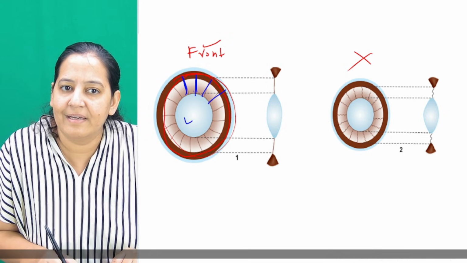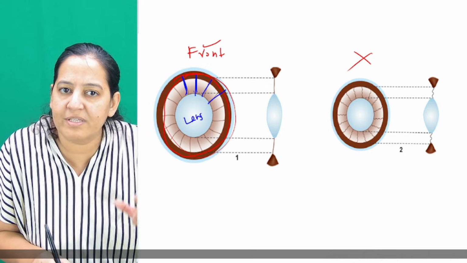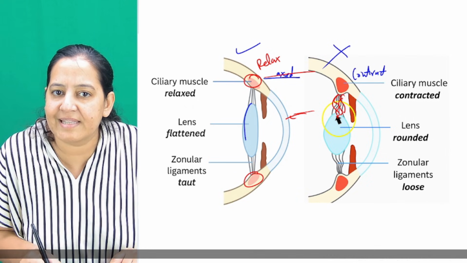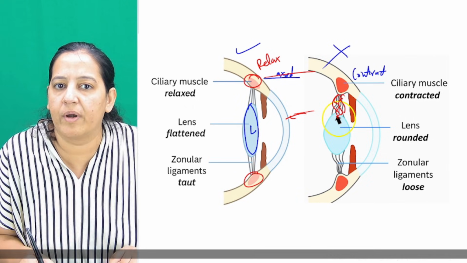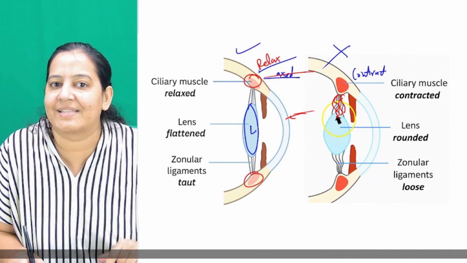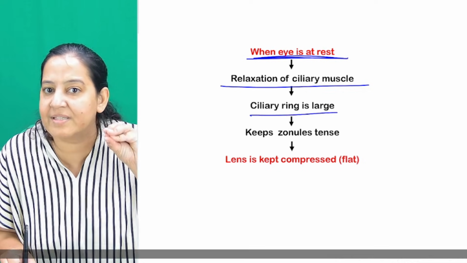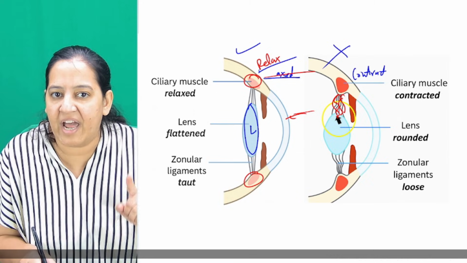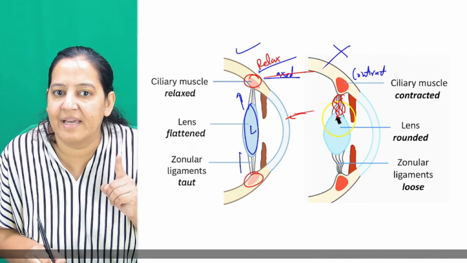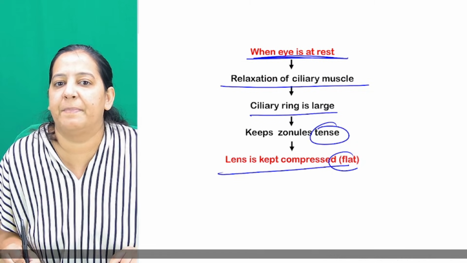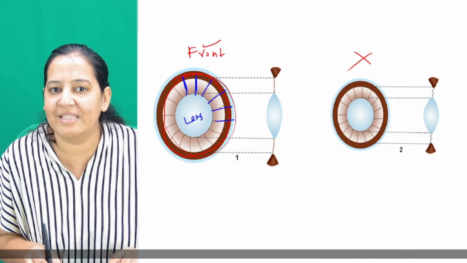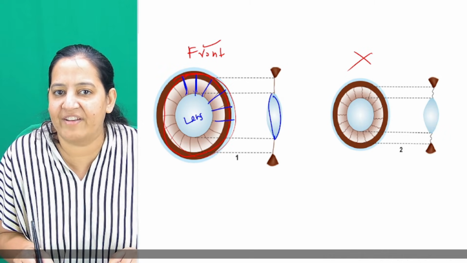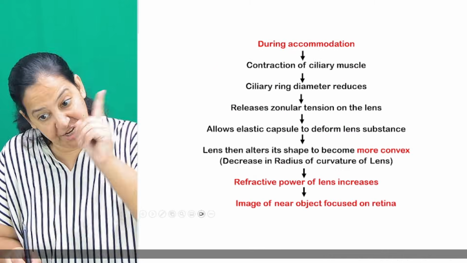This is the lens, at the center. The zonules are holding the lens. So when the ciliary muscle relaxes, this ring is large and the zonules are tight. Since the zonules are tight, they are pulling the lens and keeping the lens flat. Appreciate the lens is flattened here. Now appreciate the reverse.